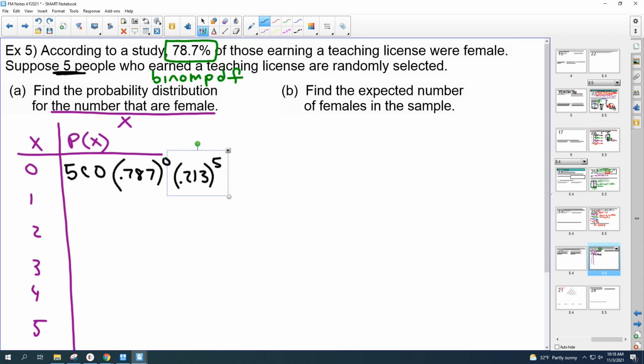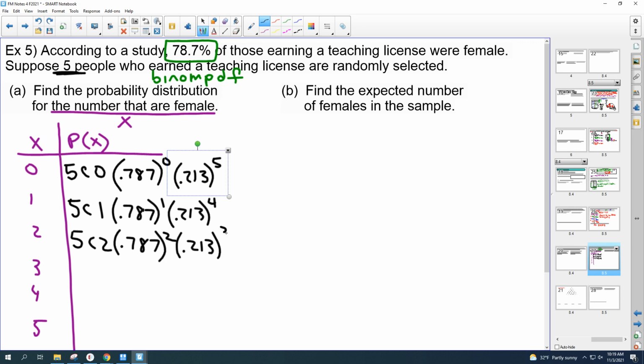So then again, once you get the first one set, it's pretty easy to keep rolling because it's just a pattern after that. 5 choose 1. So we've got 1 female and 4 not females. 5 choose 2. So we've got 2 females and 3 not females. 5 choose 3. Oops. 5 choose 4.